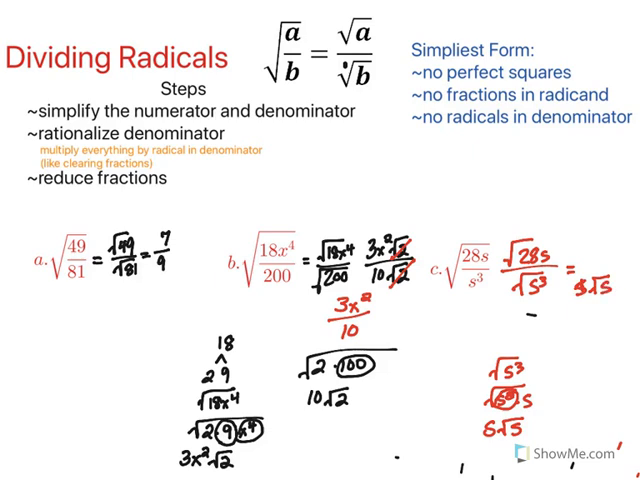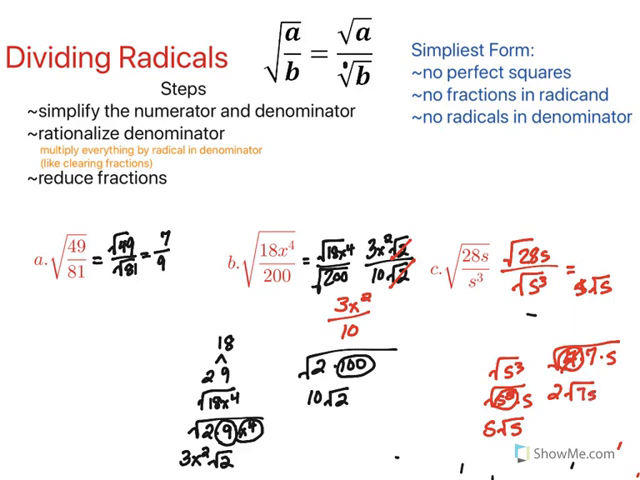Now for 28, we have 28 can be broken up into 4 and 7. Let's do that, that's easy. 4 and 7. So we could rewrite the numerator as the square root of 4 times 7 times s. 4 is a perfect square. I could factor that out, or square root that out. The square root of 4 is 2. So it's going to be 2 roots of 7s.